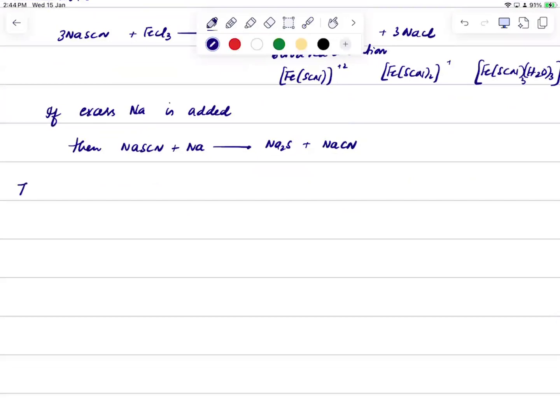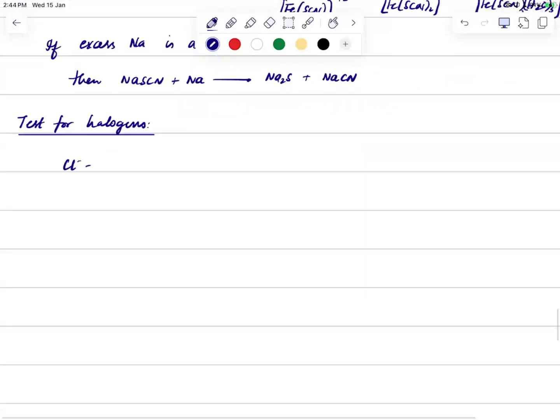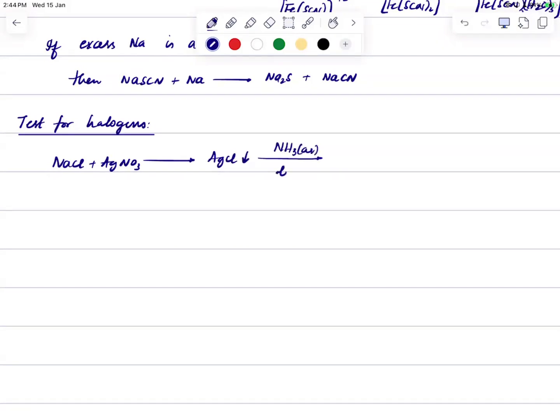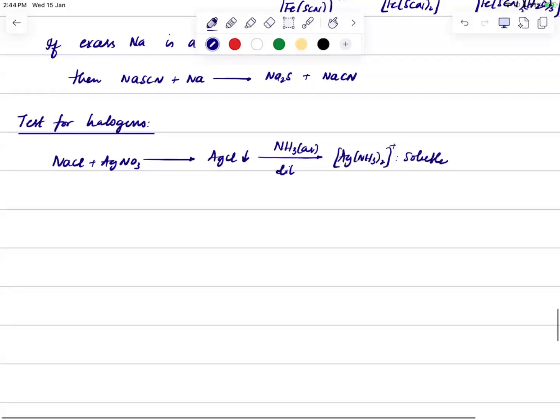All right. Next one is the test for halogens. Now, Cl minus, if you have it, will come out as NaCl. NaCl plus AgNO3 will give us AgCl, white colored precipitate. And this white precipitate, if you add it to dilute aqueous ammonia, will get dissolved to form the silver ammonia complex, a soluble complex, okay?